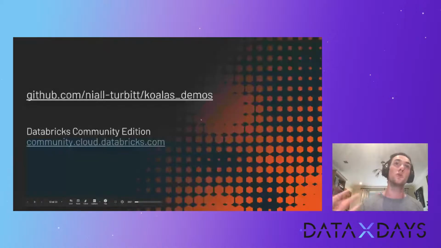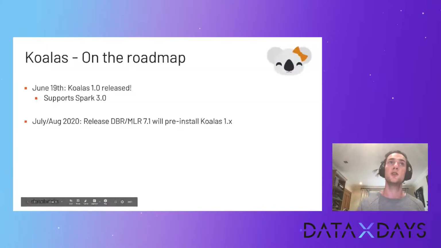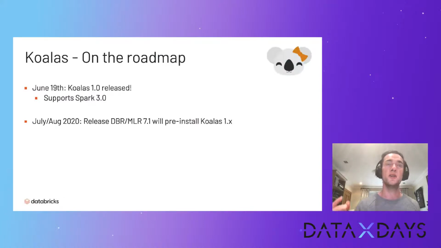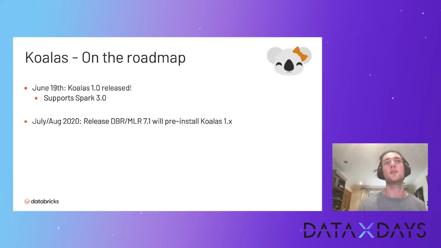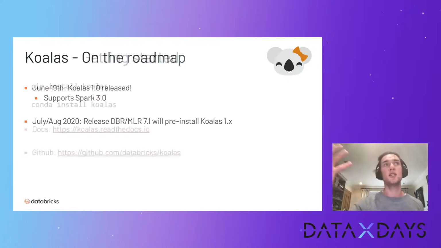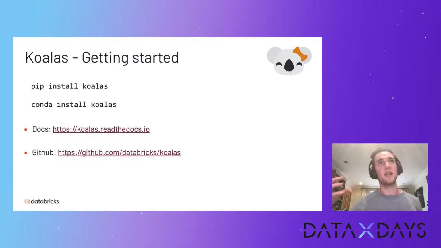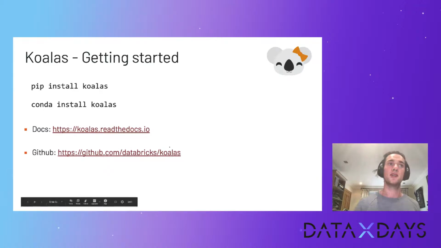Koalas, what's on the roadmap? Koalas 1.0, which we were just utilizing, has been released and supports Spark 3.0 under the hood. The most recent version of Koalas will be pre-installed in Databricks 7.0 by default. So very simply, to get started, all you really need is an installation of PySpark, and then simply pip install Koalas to utilize that. All the documentation you can find under koalas.readthedocs, and alternatively at the GitHub as well.